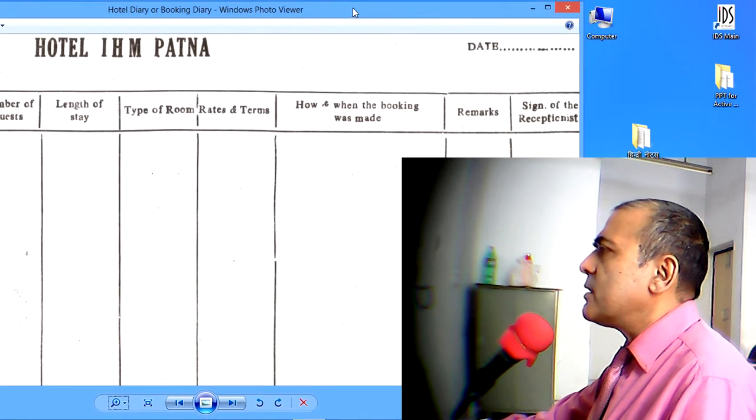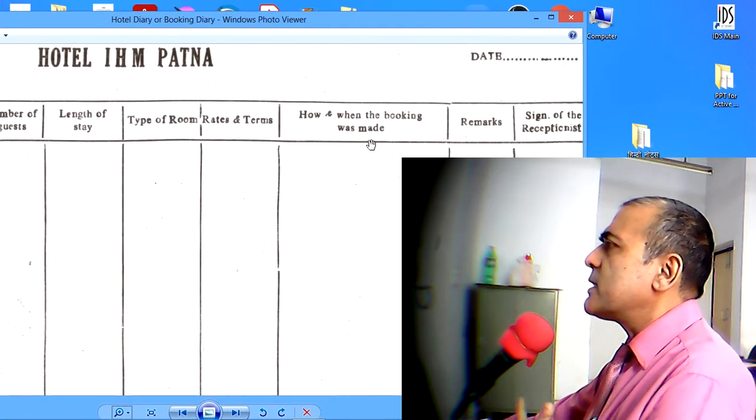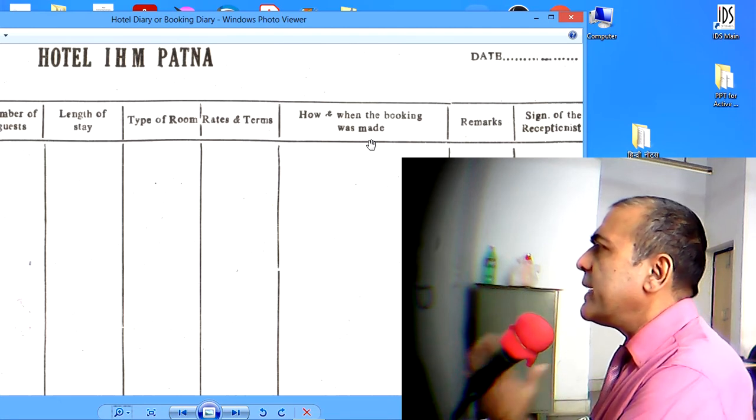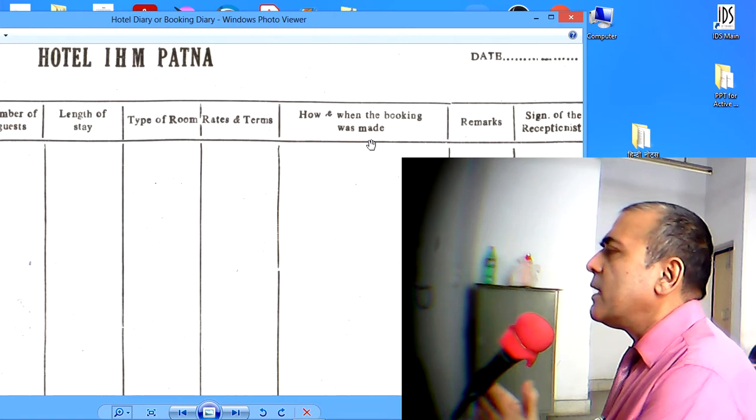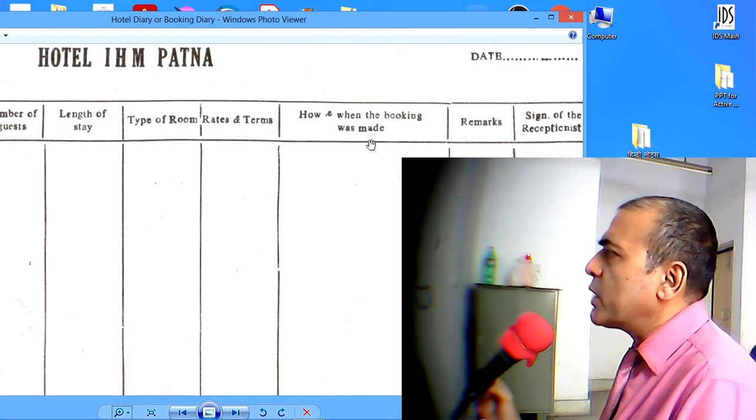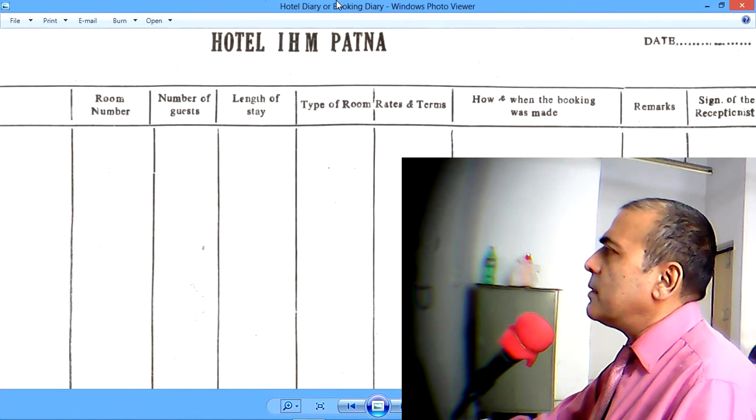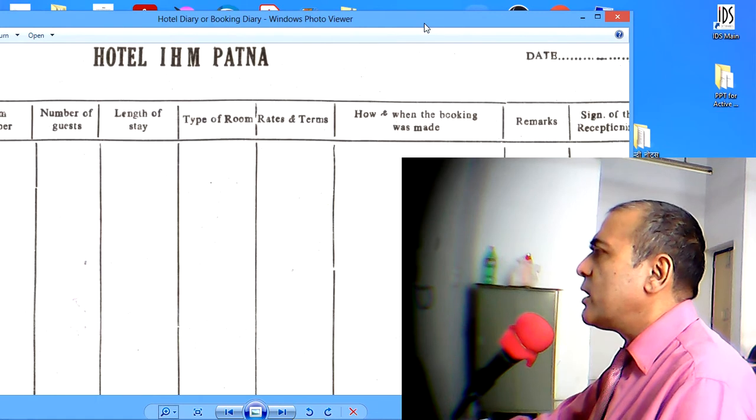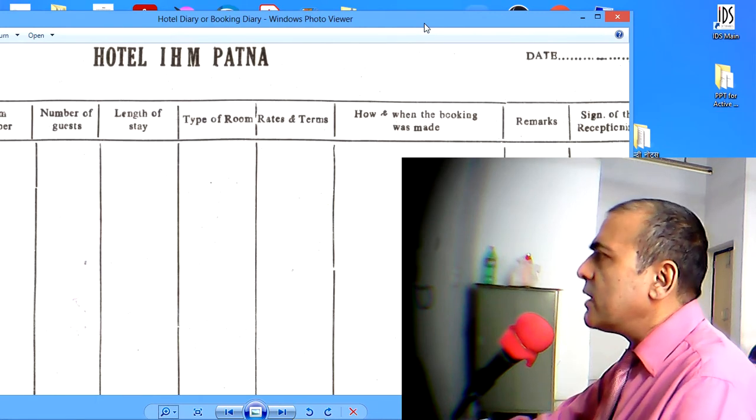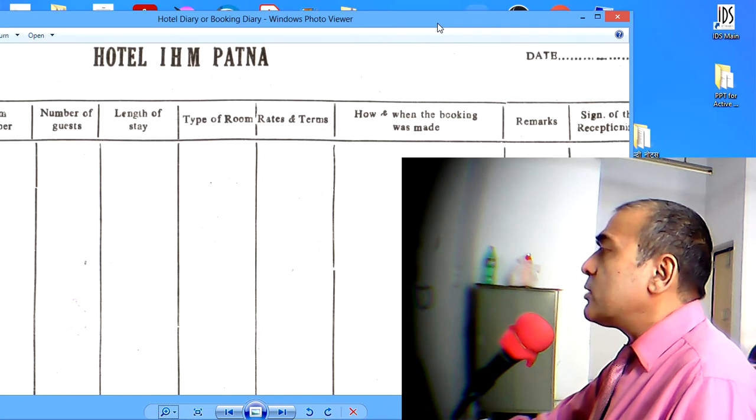Then we have this entry here, how and when the booking was made. This is basically the date on which the booking was made, the time when it was made, and the method of booking, mode of booking. Like, did the guest make a telephone call? Did the guest send an email? Did the guest send a fax to us? Did he visit us physically, personally? Did he make a booking through an online app?